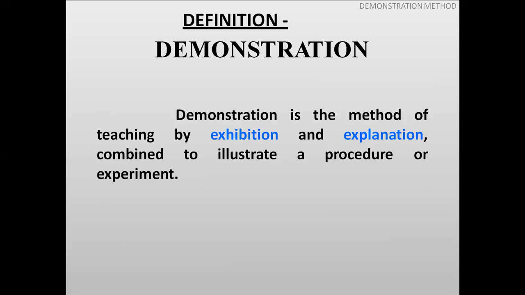So the definition of the demonstration method: it is a method of teaching by exhibition and explanation combined to illustrate a procedure or an experiment. So what is demonstration in simple words? Here it is the combination of the exhibition and explanation. Through the exhibition of a thing, we are explaining about that exhibited thing through the teaching method. Here we are illustrating it, okay, it might be a procedure or any experiment. So that is known as demonstration.